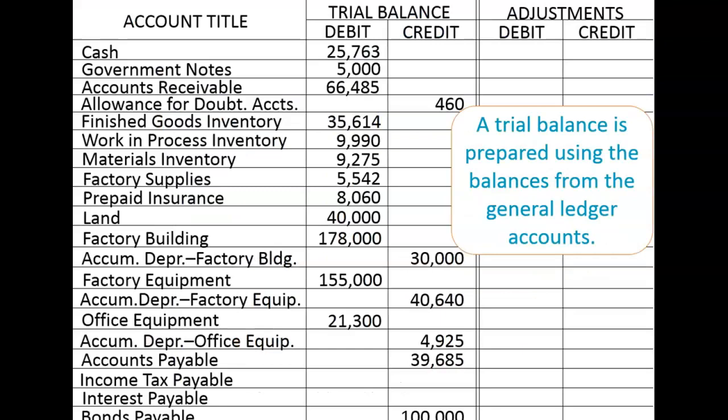And so the trial balance is prepared using the balances from the individual ledger accounts. So the balance that's left in all of these accounts, whether it be a debit balance or a credit balance, is entered into the worksheet.